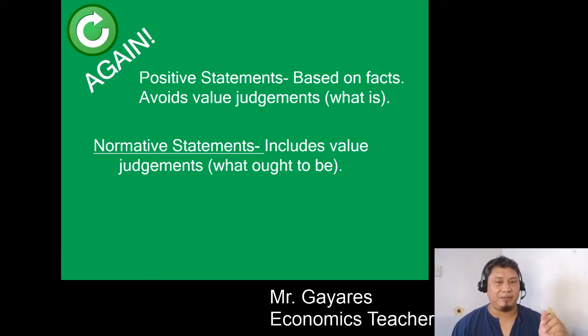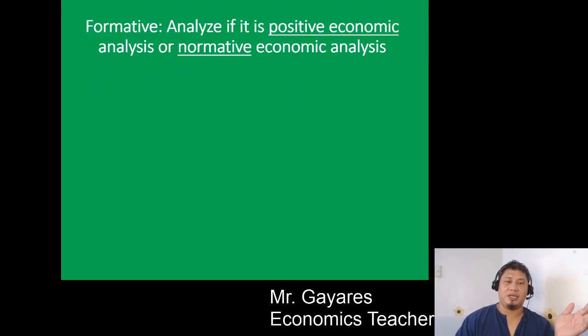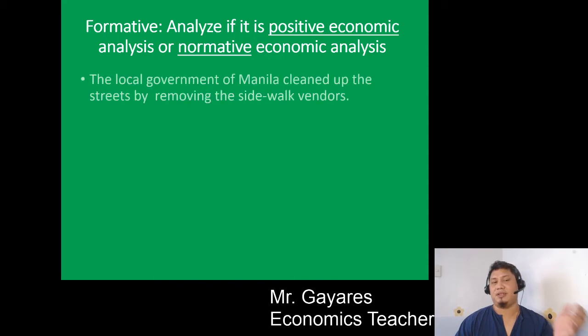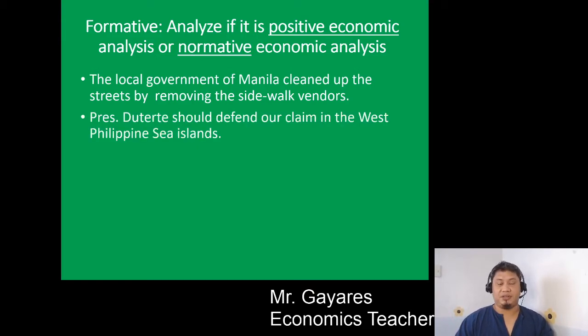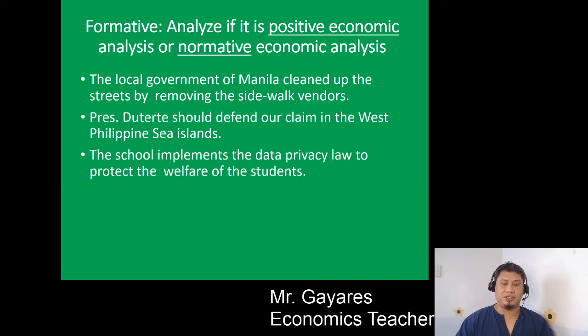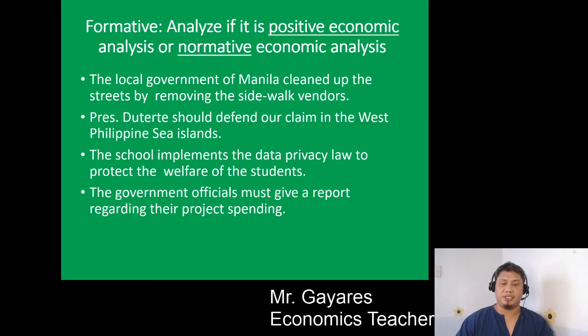Now, let's have an example because this will be your quiz number 1. So, let's have an example. You have to identify whether it's positive or normative. Okay, number 1. The local government of Manila cleaned up the streets by removing the sidewalk vendors. Number 2, President Duterte should defend our claim in the West Philippine Sea Islands. Number 3, the school implements the data privacy law to protect the welfare of the students. Number 4, the government officials must give a report regarding their project spending. And number 5, the minimum wage is a bad law.